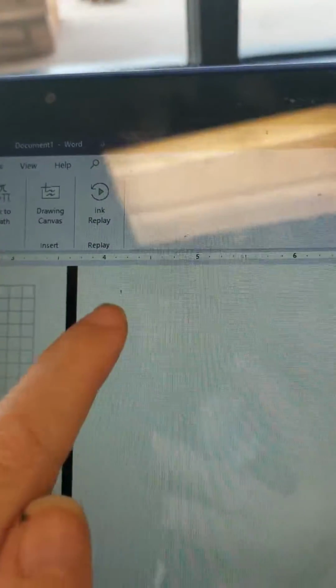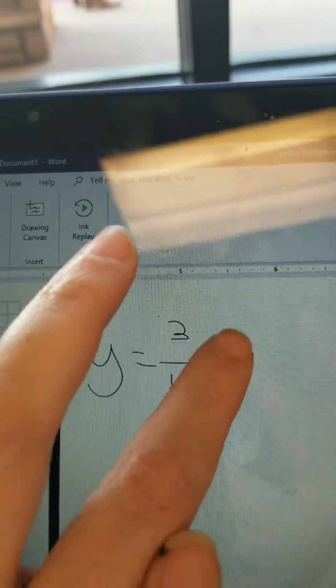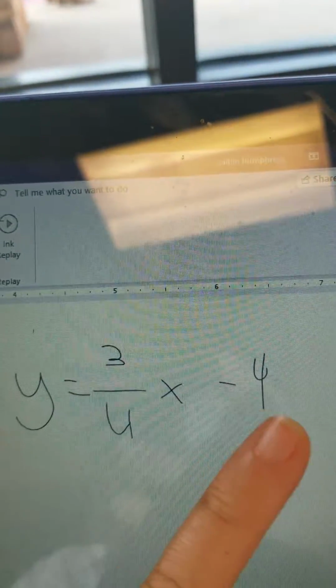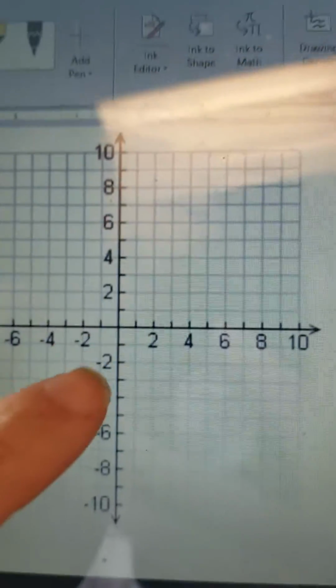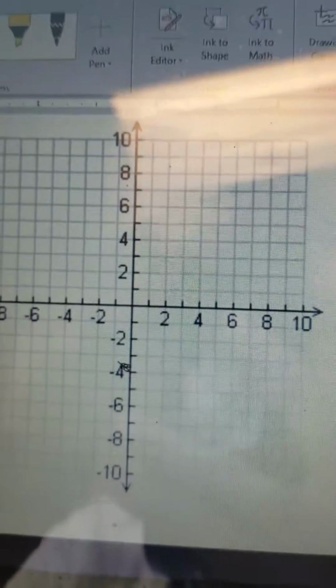Sorry, it takes a while to erase. Okay, so we're gonna do one with fractions. So we have, turn my pen back on, y equals 3/4 x minus 4. So what this means is negative 4 is my y-intercept. I'm gonna start at negative 4. So I'm gonna go right here, and that's my very first point. I'm done with point 1, negative 4.